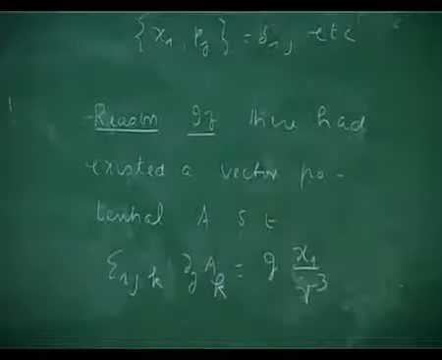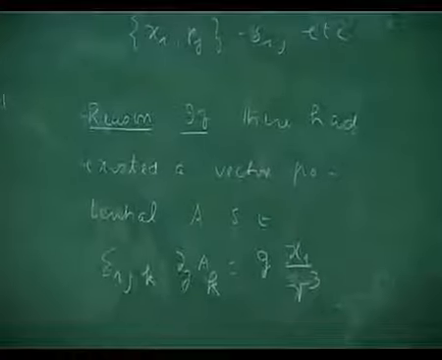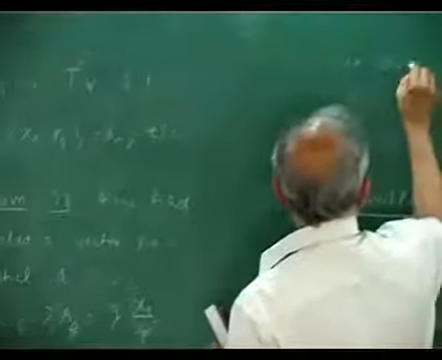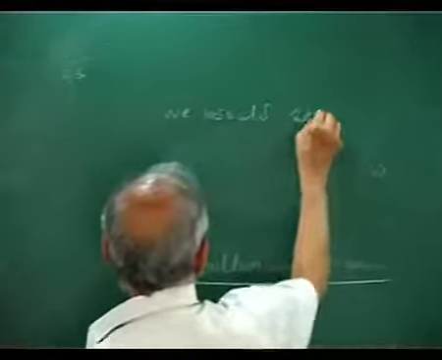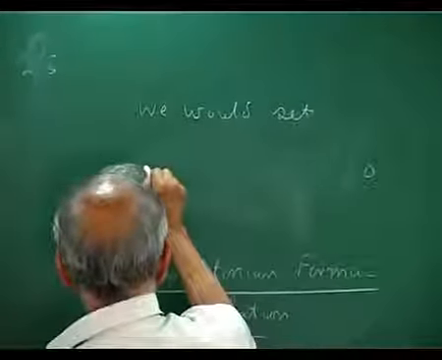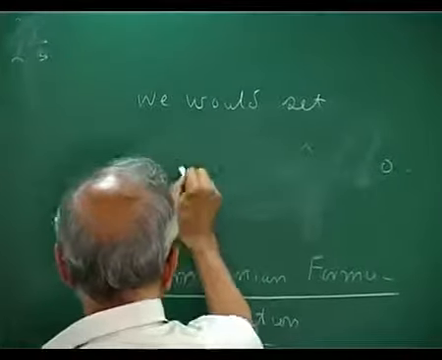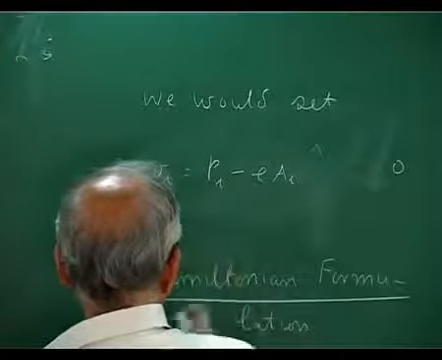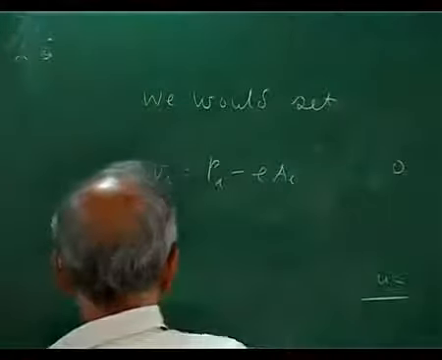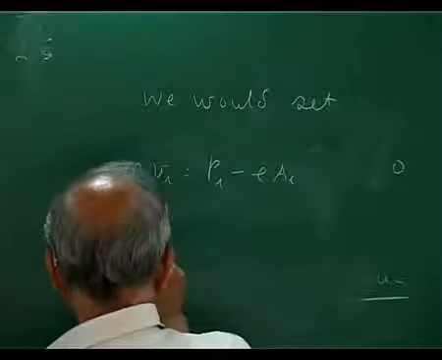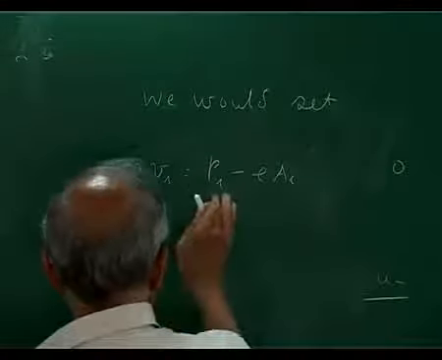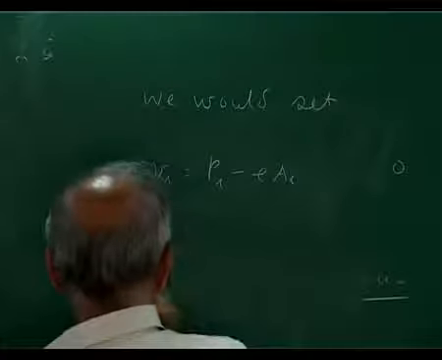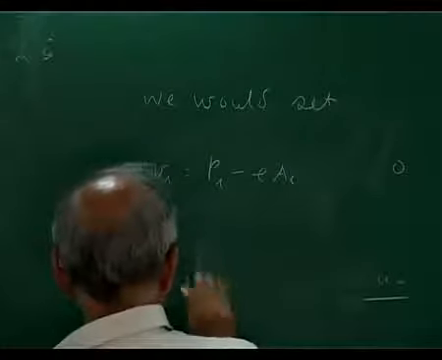If it had existed, then I could have solved the problem. We would set mass times the velocity as pi minus eAi, and find, right, these pi's will commute, no, and find the pi.